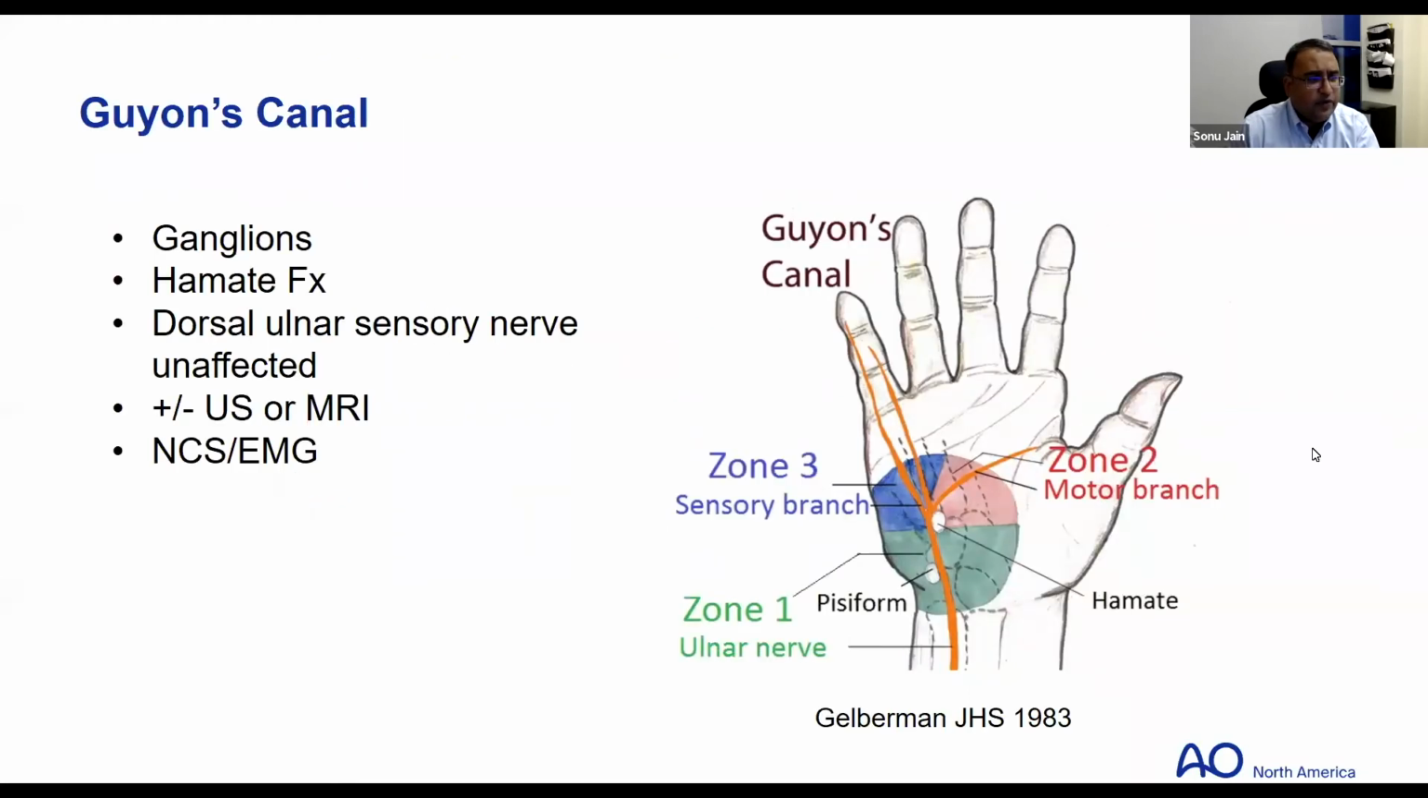Things you want to look for when you have compression of the ulnar nerve: also look for potential ganglions. Is there a hamate fracture? And interesting to note is one way you can clinically differentiate this from cubital tunnel is that the dorsal cutaneous branch of the ulnar nerve, the sensory portion, is usually intact, because that comes off the ulnar nerve proximal to the wrist, about 6 to 8 centimeters proximal, and goes dorsally, so you won't have that. And you can get ultrasounds or MRIs to look at Guyon's canal as well if you're worried about compression from external mass effect, and then obviously get a nerve test as well.